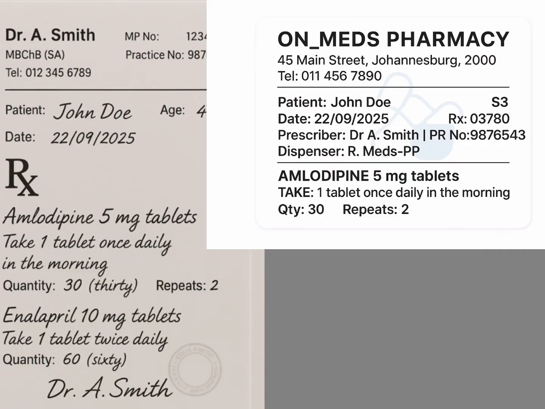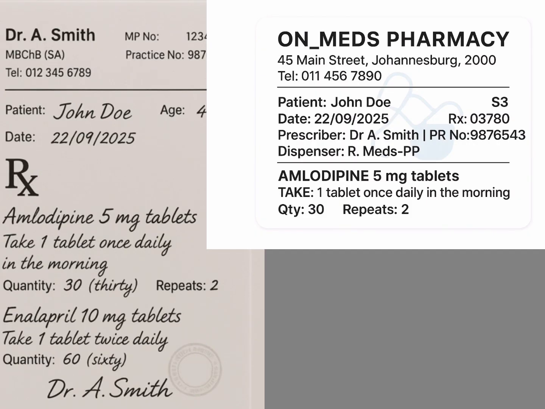Now let's move to the prescriber's details. The prescriber is Dr. A. Smith. To specify which Dr. A. Smith, you will see the practice number, because there are a lot of Dr. A. Smiths out there. There is a unique practice number so that we make sure we claim under the right doctor. The dispenser is still Meds, and as you can see, it's still PP. That means it is the same dispenser that dispensed the previous prescription. As I said, PP means the pharmacist.